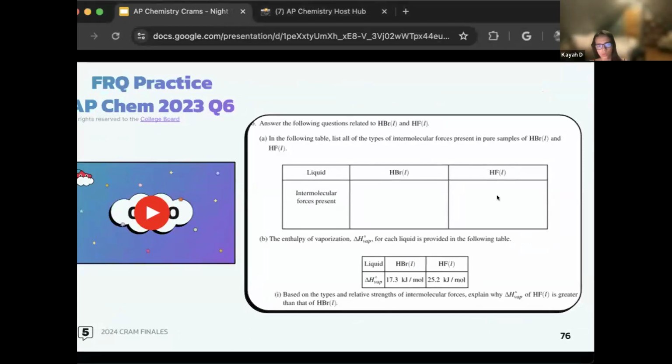Since we are running out of time, answer the following questions related to HBr and HF. In the following table, list all the types of intermolecular forces present in pure samples of HBr and HF. Part B asks for the enthalpy of vaporization, the heat of vaporization, for each liquid. It's provided in the following table. Based on the types and relative strengths of intermolecular forces, explain why delta H of HF is greater than that of HBr.